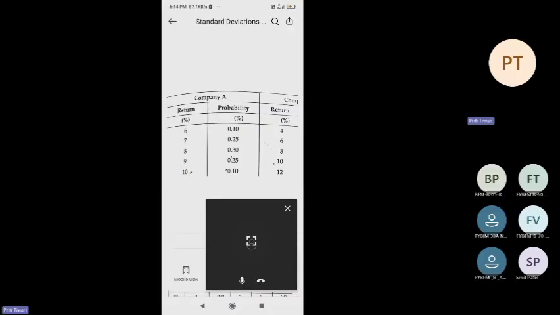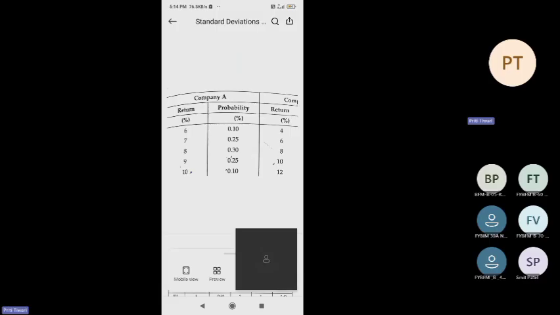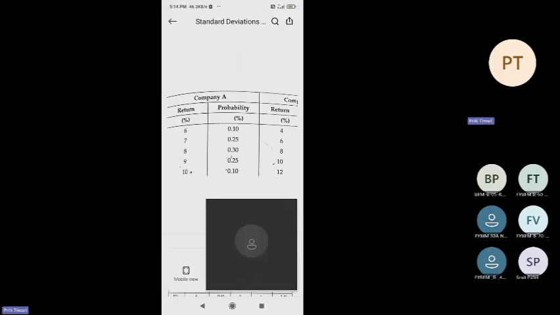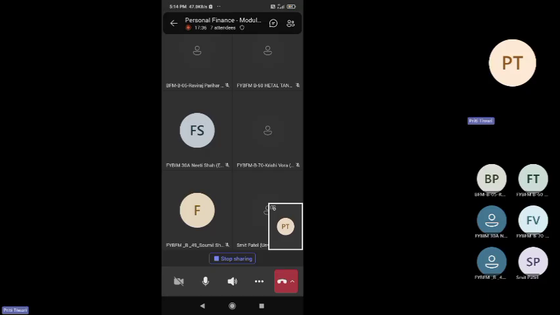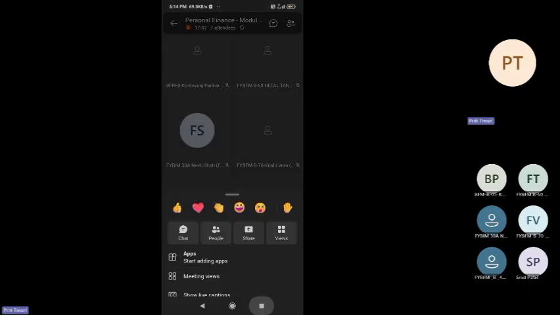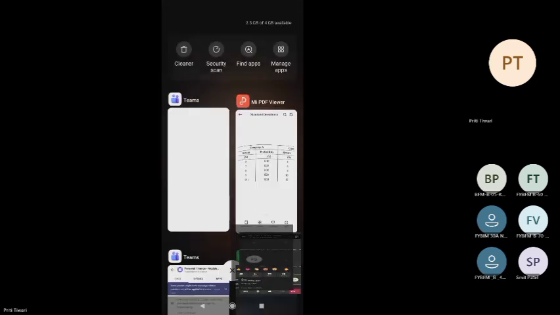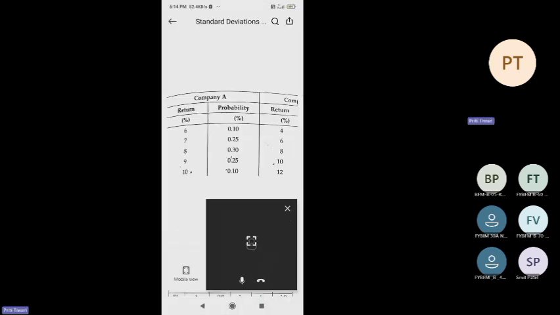Class, is the PDF visible to you, students? Unmute your mic because I won't be able to go to the chat box again and again now. So I'm going to the page of the PDF of the sum. Is the PDF visible? Reply.